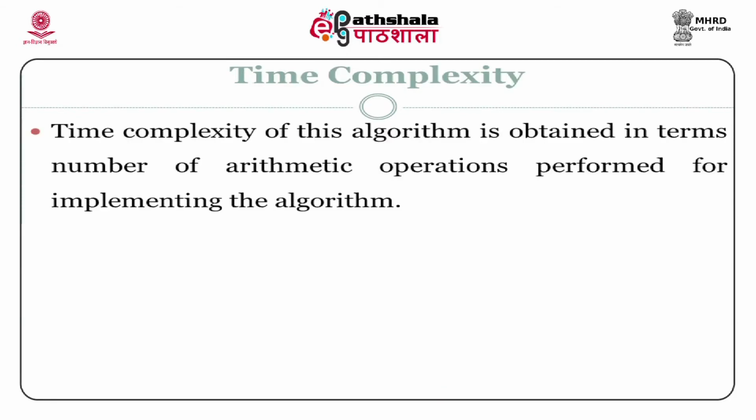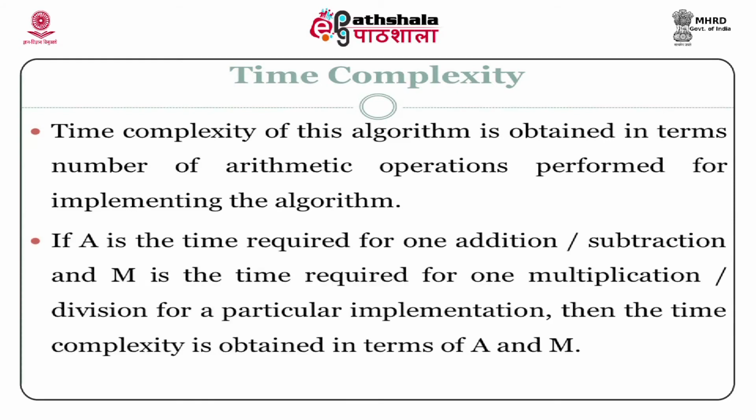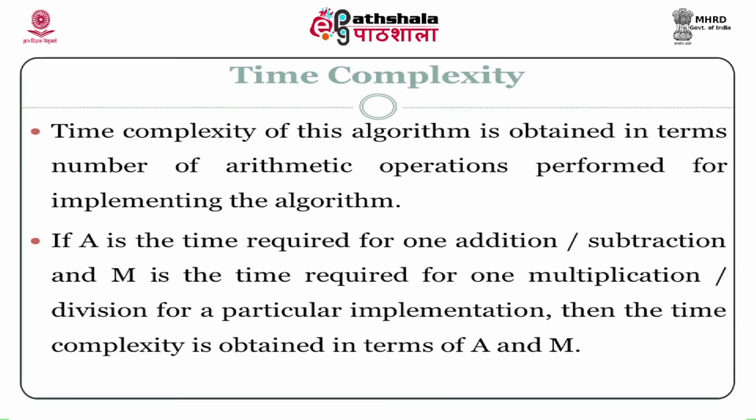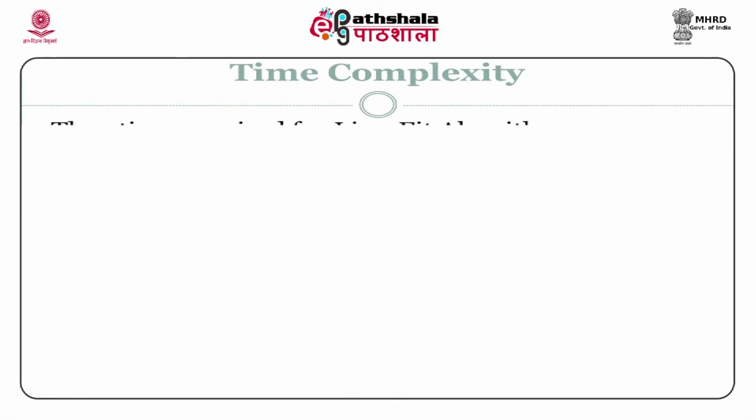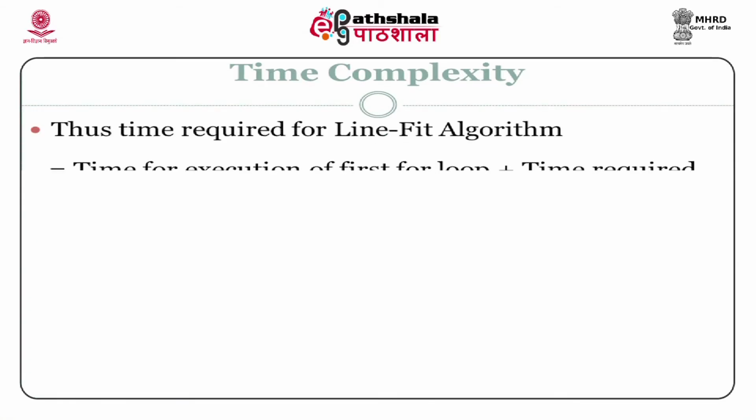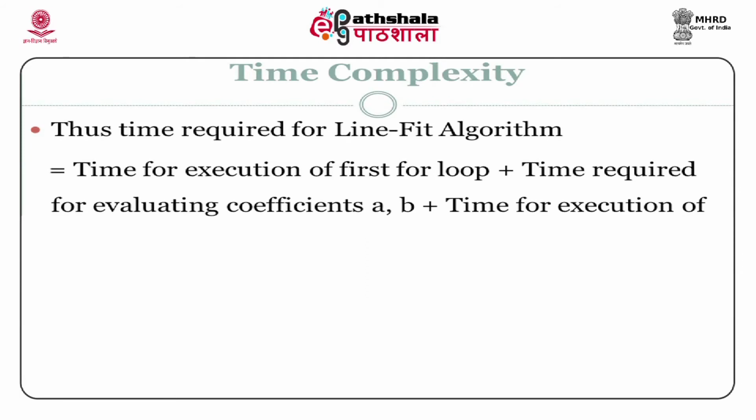The time complexity is also very easy to compute in this case. The algorithm is analyzed in terms of the number of arithmetic operations performed for implementing it. So A is the time required for addition and subtraction, M is the time required for multiplication and division, and the time complexity is measured in terms of A and M. Thus the time required for the line fit algorithm is the time for execution of the first for loop, plus the time required for evaluating coefficients A and B, plus the time required for execution of the second for loop.